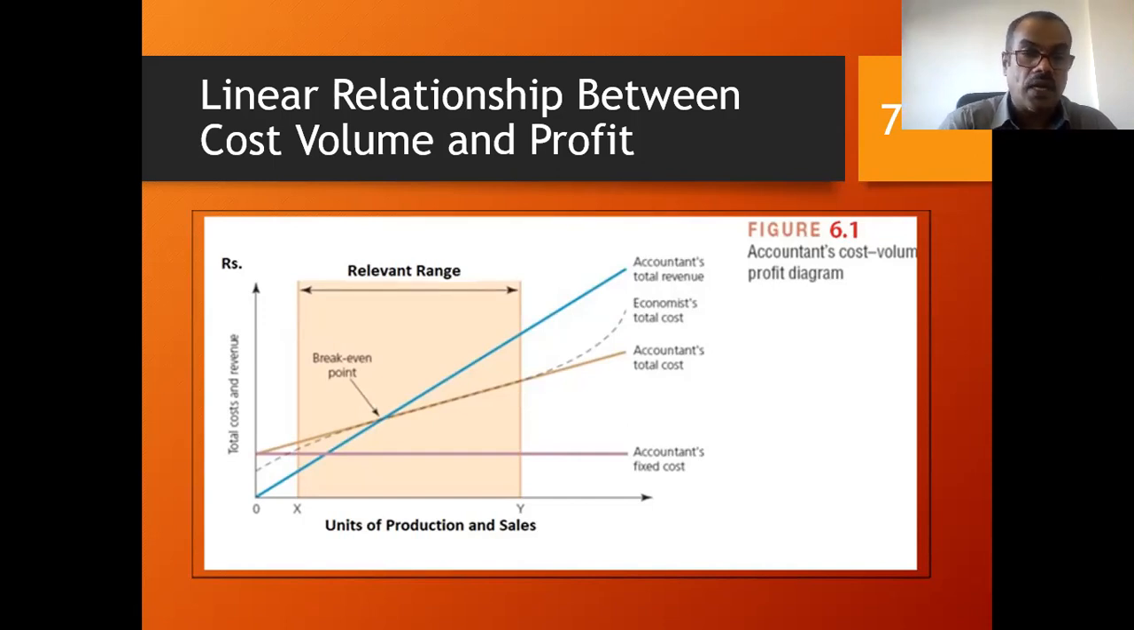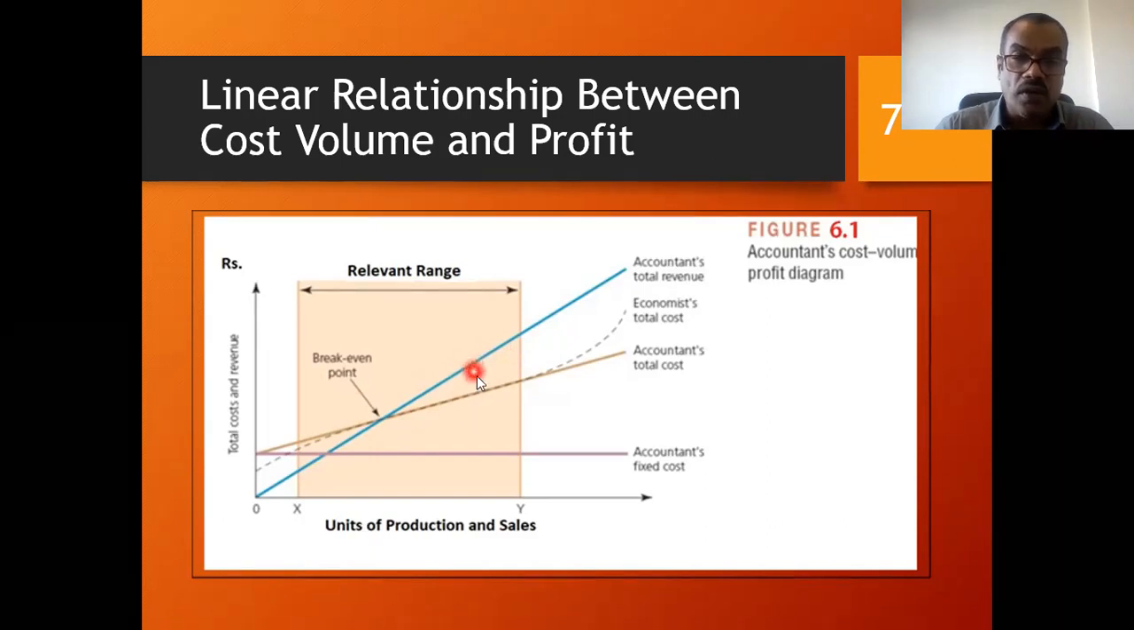Whenever these two lines cut each other, that's called break even. Revenue is equivalent to cost. There is no profit or loss. By looking at this graph, you can understand that if I take the pointer here, this is the break even. Any point in your operation above this line will give you a profit.